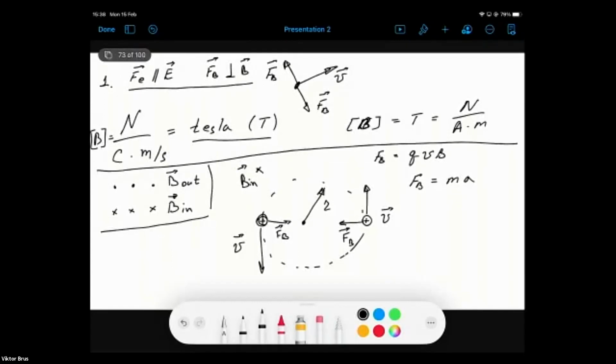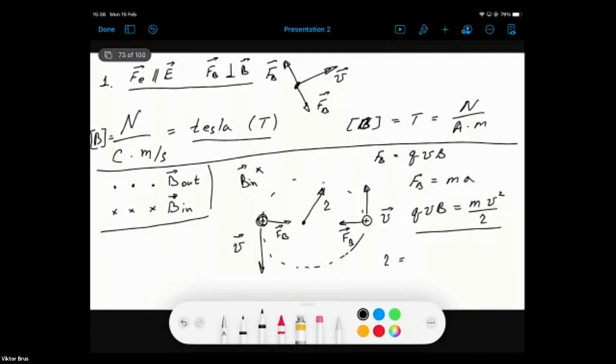centripetal acceleration. And in this case, we can write that Q times V times B is equal to M times V squared divided by R. So this V squared divided by R is our centripetal acceleration. And we can then proceed further with this equation and calculate the radius of the circular trajectory.